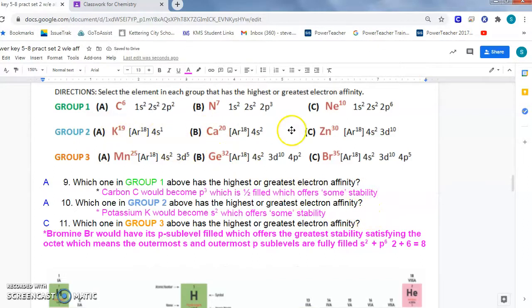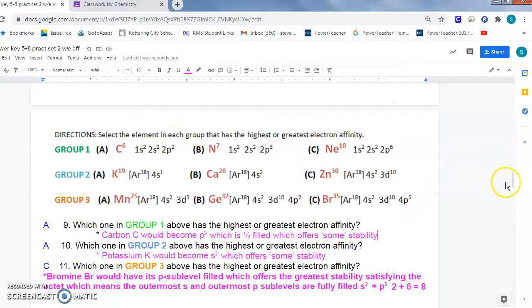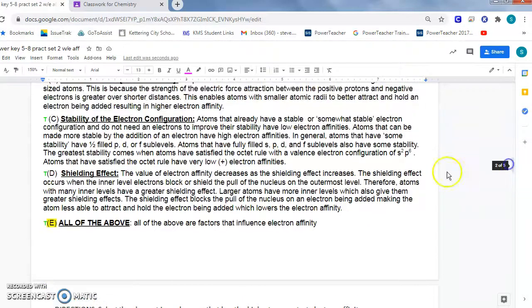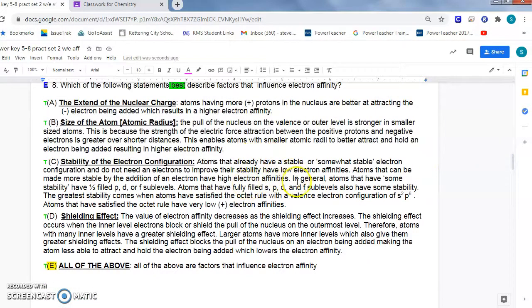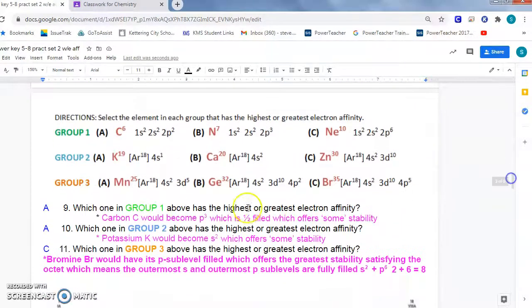Group 2, let's look down this line. Well, here we go. If we give 1 to potassium, it would become S2. If we fill that S, what happens? We look over here. A fully filled S, P, Ds, and Fs gives some stability. So potassium's stability will improve, which means its energy can drop. A lot? No. But it would improve some. Potassium, number 19, it would improve some.